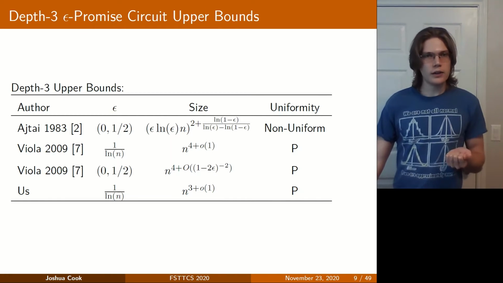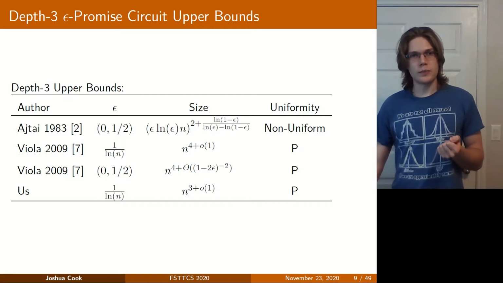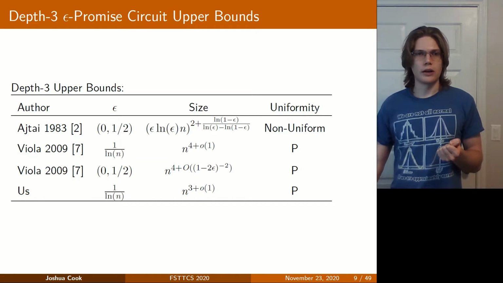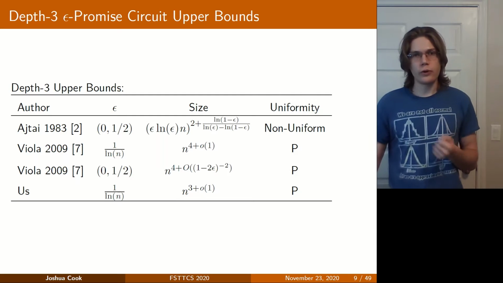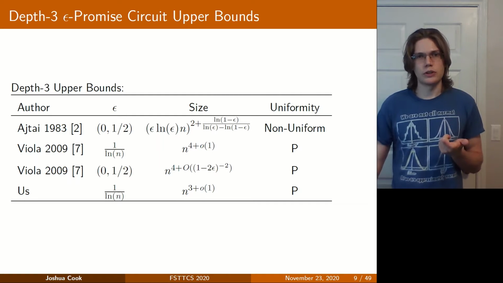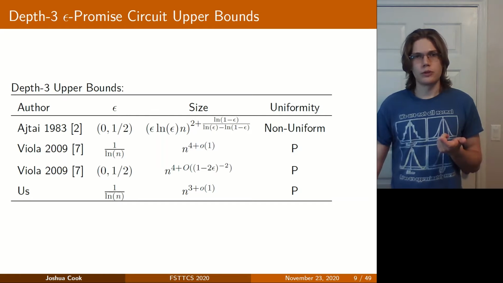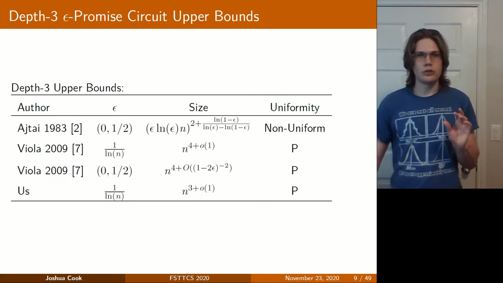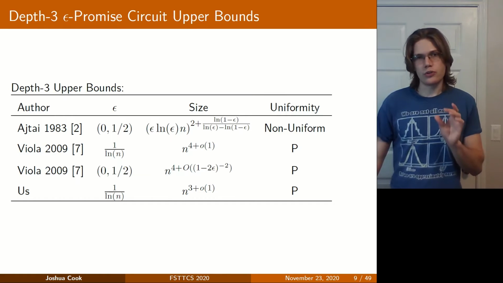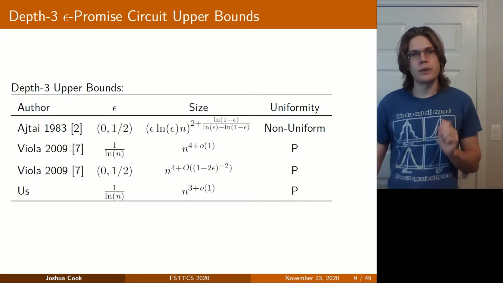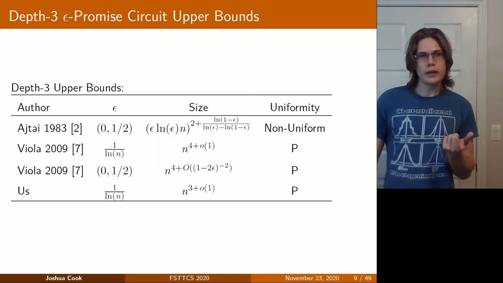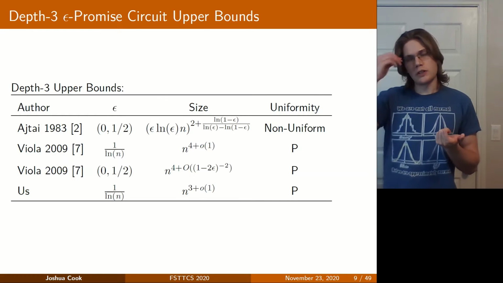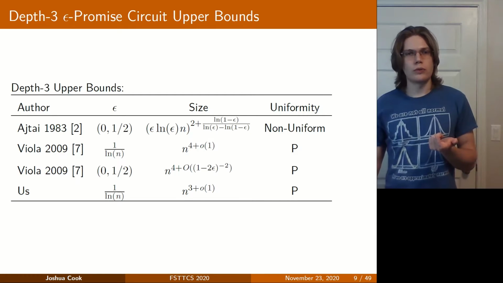So in 2009, Viola found such circuits. In the special case where epsilon is equal to 1 over log n, he showed that there are n to the 4th uniform circuits computing epsilon promised majority. But if you make epsilon a little bit bigger than that, he had to use another trick that greatly increased the polynomial, so it's much bigger than n to the 4th. In this paper, we present an improvement to the 1 over log n case of Viola's circuit, and improve it to be n cubed instead of n to the 4th.